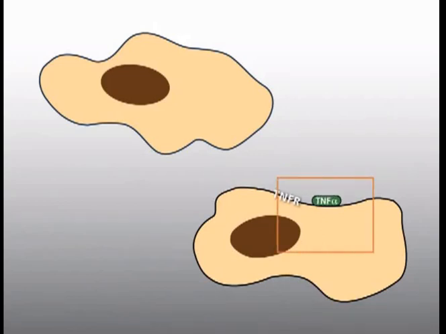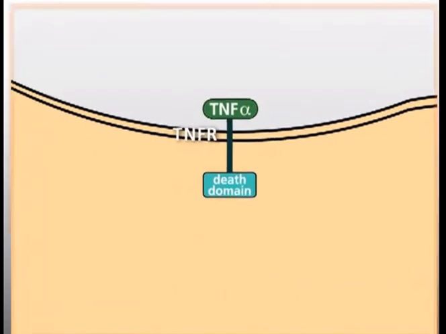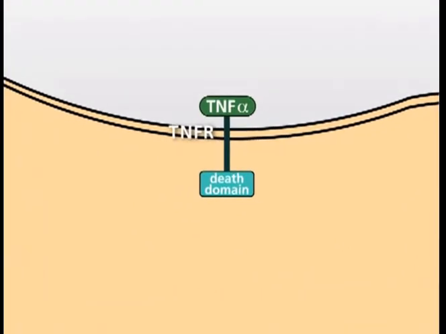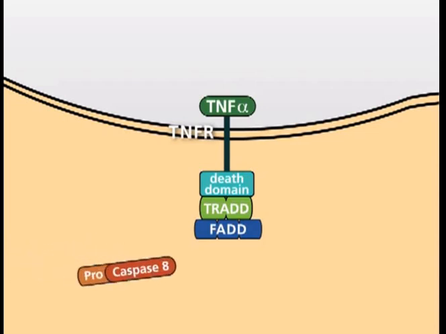TNF-alpha binds to the TNF receptor at the outer membrane of the cell. Subsequently, the so-called death domain at the cytoplasmic side of the receptor is activated. As a result, cytosolic proteins with their own death domains bind and are activated. The first protein that binds to the cytosolic part of the receptor is the TNF receptor-associated protein with death domain, or TRADD. Next, the protein Fas-associated protein with death domain binds, which recruits procaspase 8.